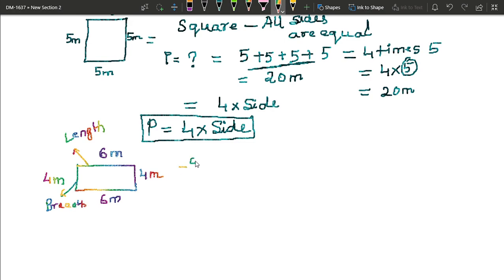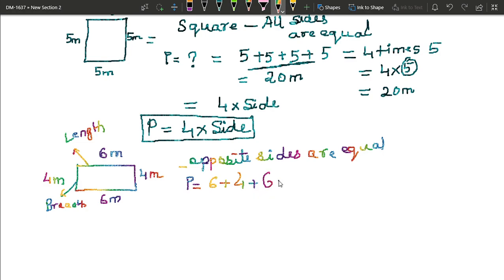And what do you know about a rectangle? Yes, in a rectangle, the opposite sides are equal. So this is 6, this is also 6, this is 4, this is also 4. Now if I ask you what's the perimeter, you will say 6 plus 4 plus 6 plus 4. Every time you can't keep on doing it like this, right? So now, how to find the perimeter of a rectangle?